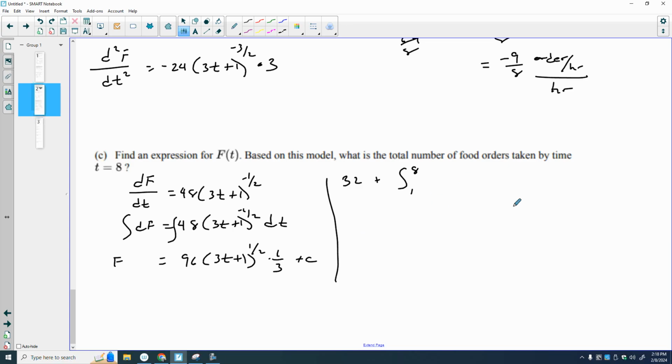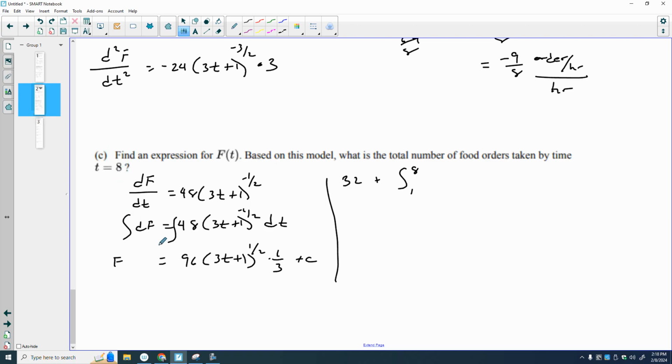If you just integrated and didn't have the 32 plus, you would get points for the integral, but you would not get the c or the plus c points. Okay? You want them all, so remember that. Starting at 32, we're adding the change from 1 to 8, and the total answer would be where we end up after at time equals 8. Okay, so I'm going to keep going here.